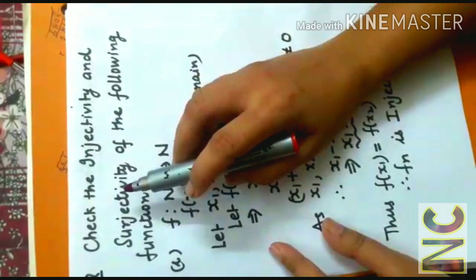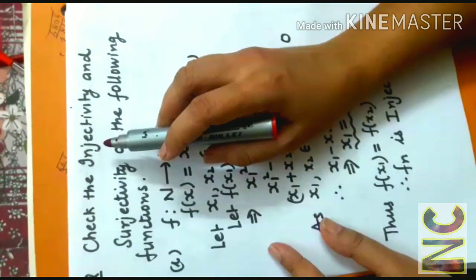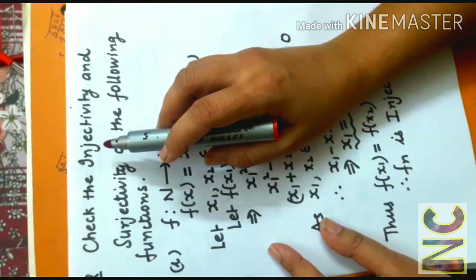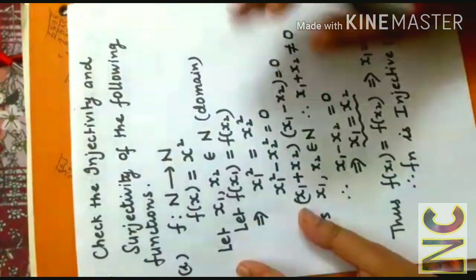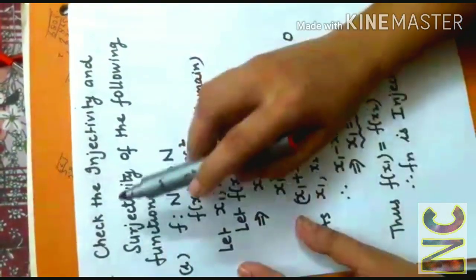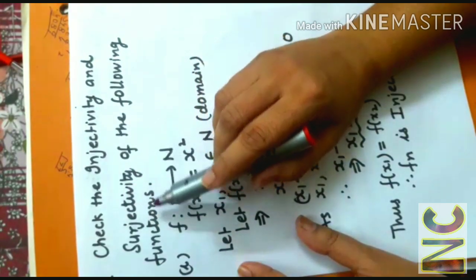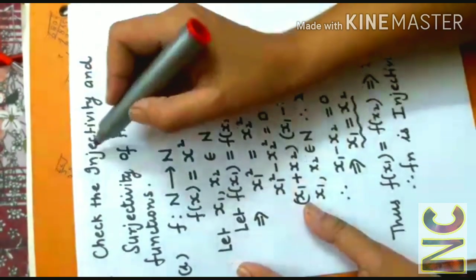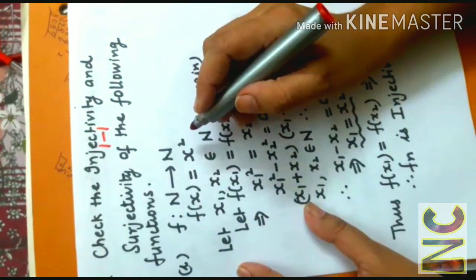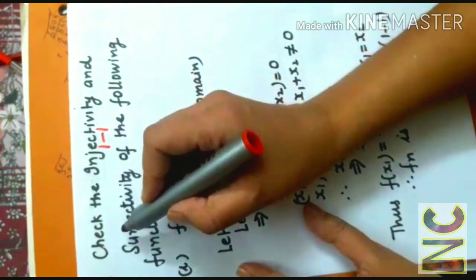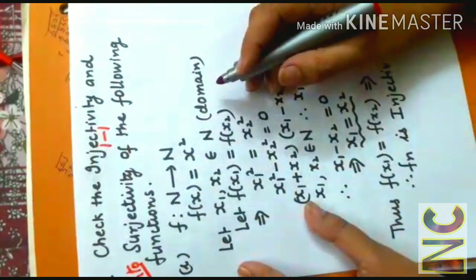Yes, in the last class we discussed one-to-one function, onto function and a bijective function. Now we will take some questions. The first question is, check the injectivity and surjectivity of the following functions. Injectivity means we have to check whether the function is one-to-one or not, and surjectivity means we need to check whether the function is onto or not.